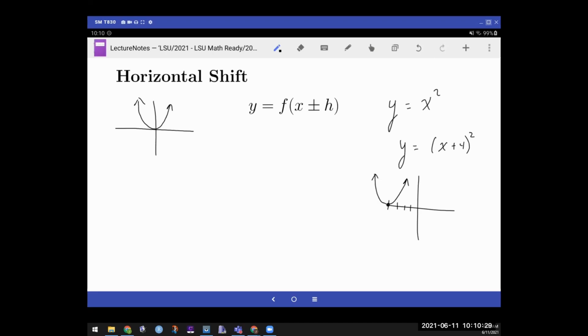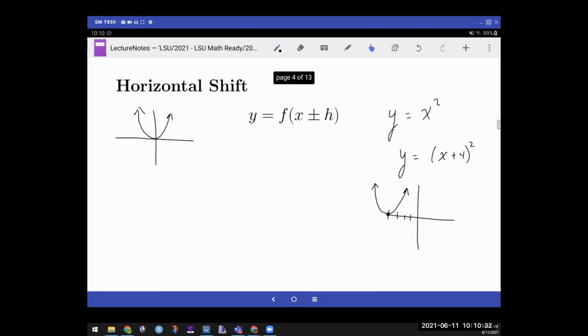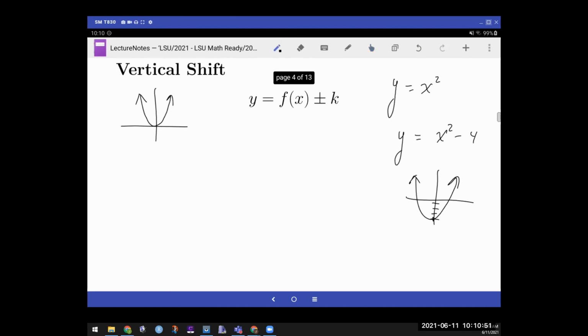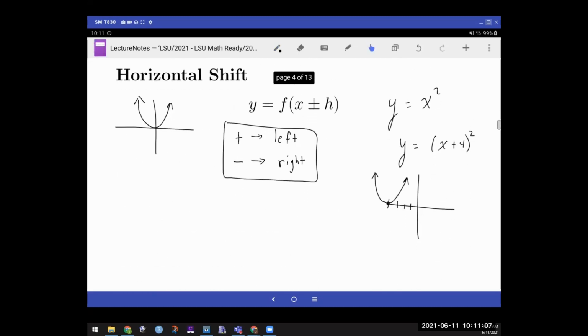Okay, so something to keep in mind. And I'll kind of go back a little bit. Let's talk about this one first. If you add a number here, you're going to move the graph to the left. If you subtract a number here, you're going to move the graph to the right. Okay, so you want to keep that in mind. For vertical, I just want to write it out. If you add something, you move it up. Subtract something, you move it down. Okay, so up and down, left and right.